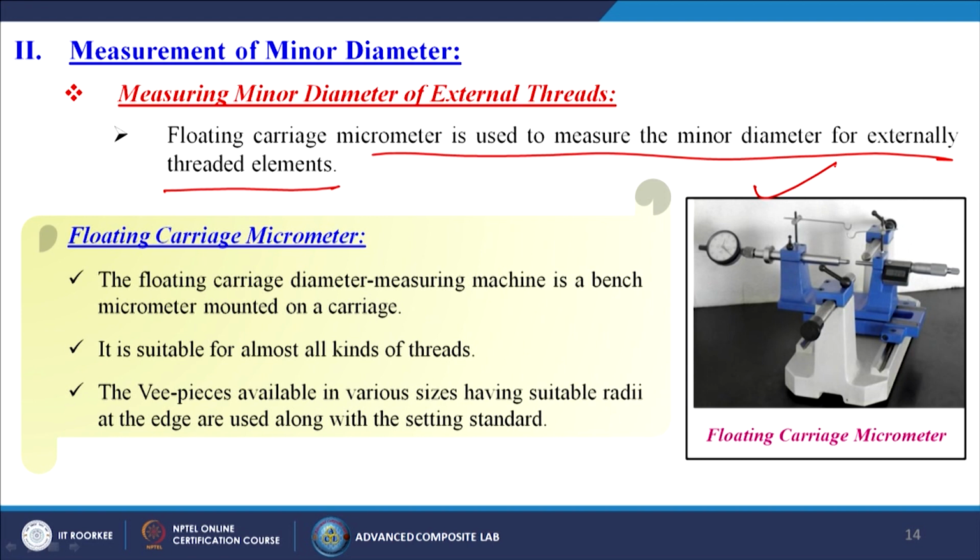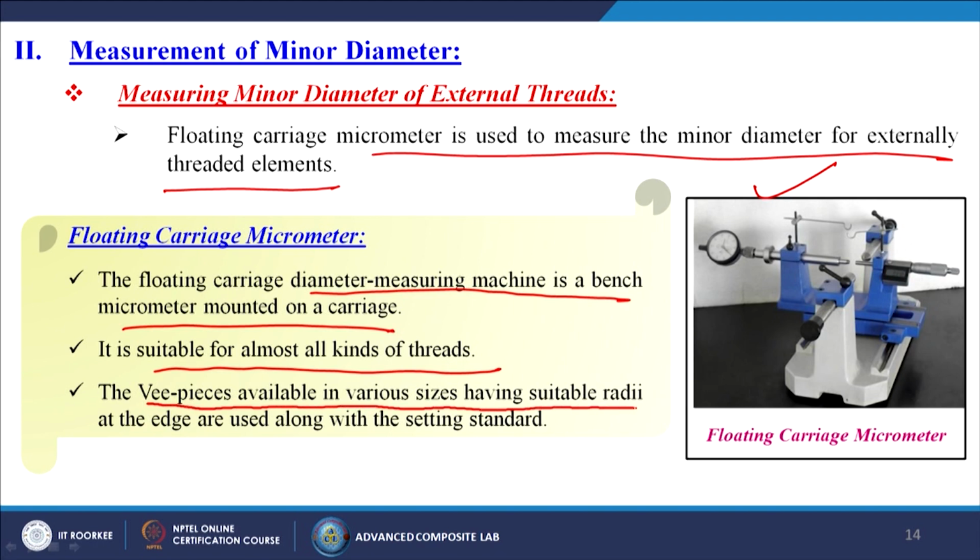So, how are we doing it? The floating carriage diameter measuring machine is a bench micrometer mounted on a carriage. It is suitable for almost all kinds of threads. The V pieces, available in various sizes and having suitable radius at the edge, are used along with the setting standard.